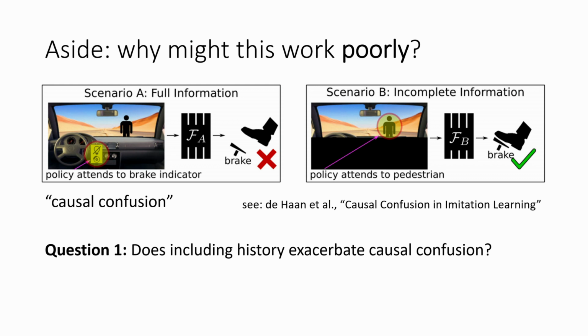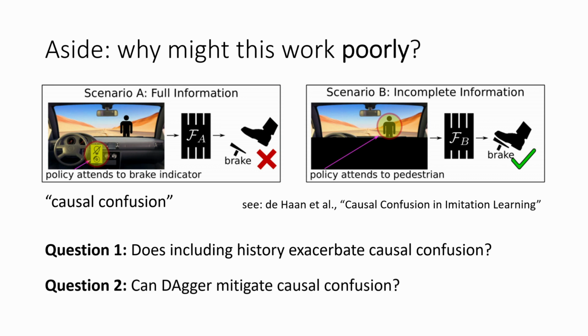So does including history exacerbate causal confusion? I guess I've kind of answered this. The answer is it actually tends to exacerbate it. Here's a second question, for you guys. Does Dagger actually mitigate this problem? If you do this thing where you let the policy drive and then you label the data with a human expert and then you append that data and then you train on it, will it fix things like that brake indicator problem? But you'll have to give me a reason. So you have to raise your hand.